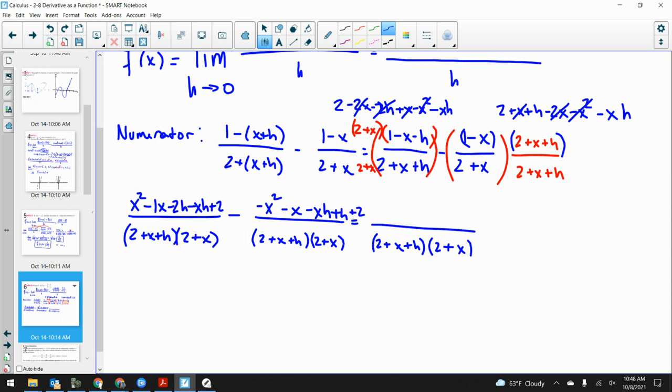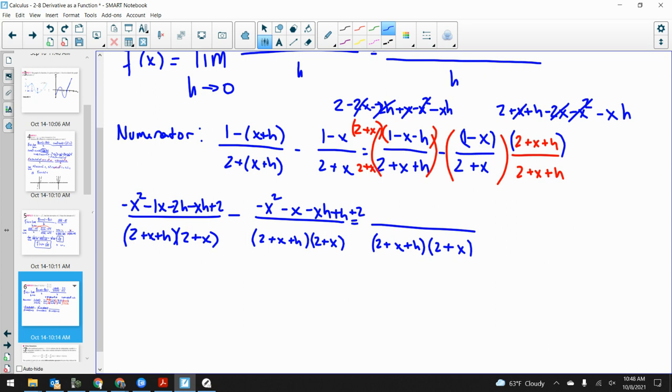Okay, let's distribute in this negative now. I'm sorry, I just made a mistake there. Hold on a second, because I was looking at my key here. That should be a negative x squared. I copied that down wrong.